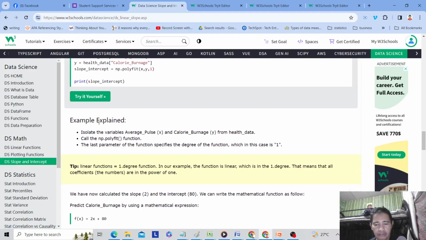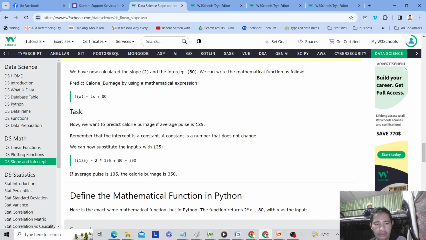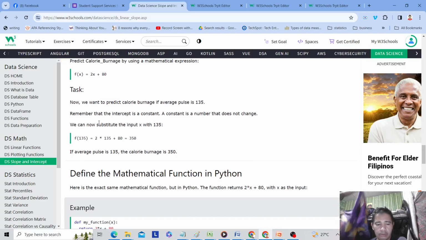We can write the mathematical function as follows. Predict calorie burnage by using the mathematical function expression f(x) equals 2x plus 80. So we have the task now. We want to predict calorie burnage if average pulse is 135. Remember that the intercept is constant. A constant is a number that does not change. We can now substitute the input x with 135. So f(135) equals 2 times 135 plus 80, that equals 350. If average pulse is 135, the calorie burnage is 350.